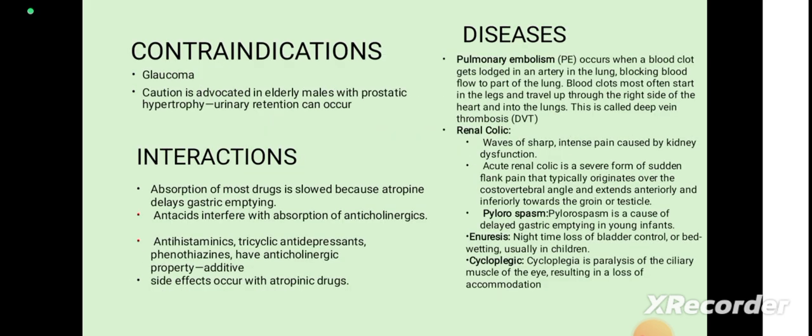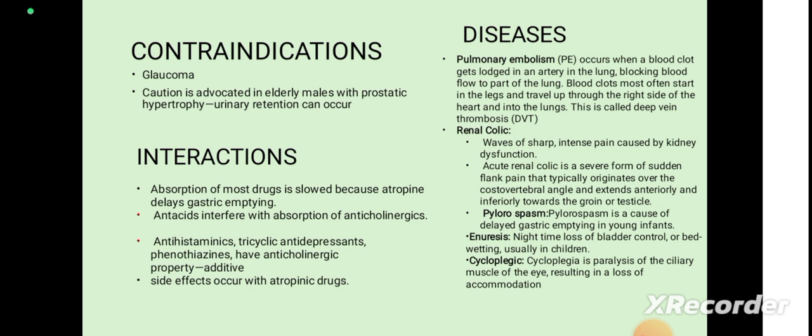Now there are contraindications, there are interactions, and there are many diseases we have already come across, like pylorospasm, enuresis, cycloplegia, renal colic, and pulmonary embolism. Firstly, we talk about contraindications, which can be glaucoma. Caution is advocated in elderly males with prostatic hypertrophy. Urinary retention can occur. Then we have interactions.